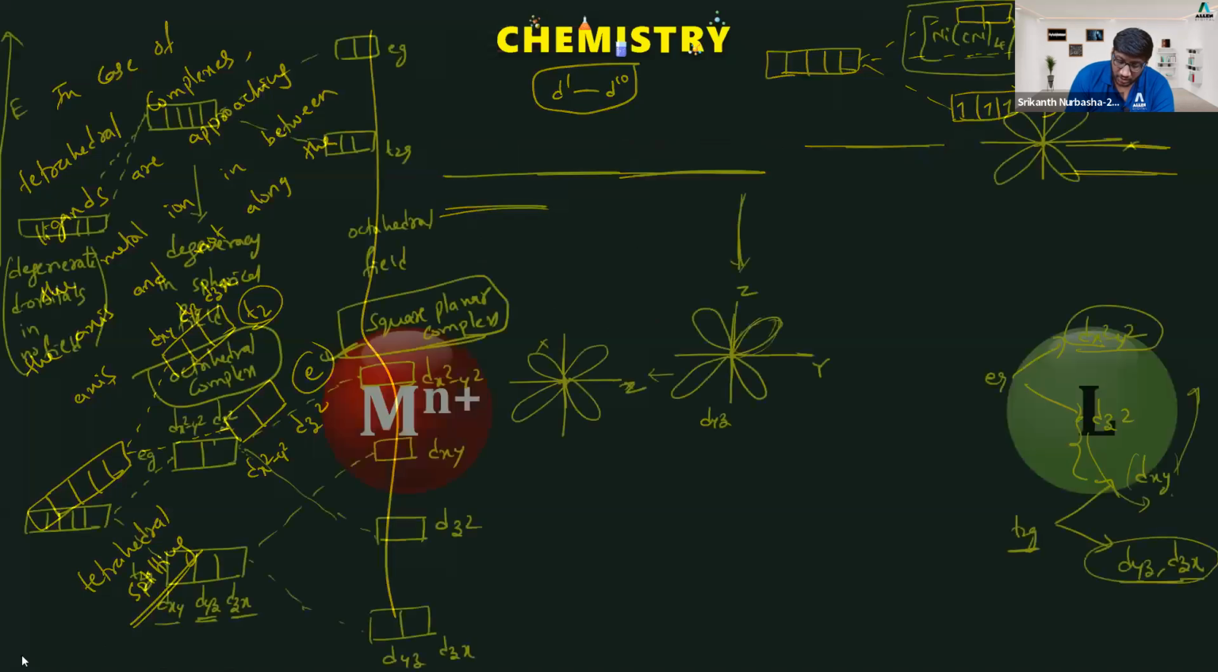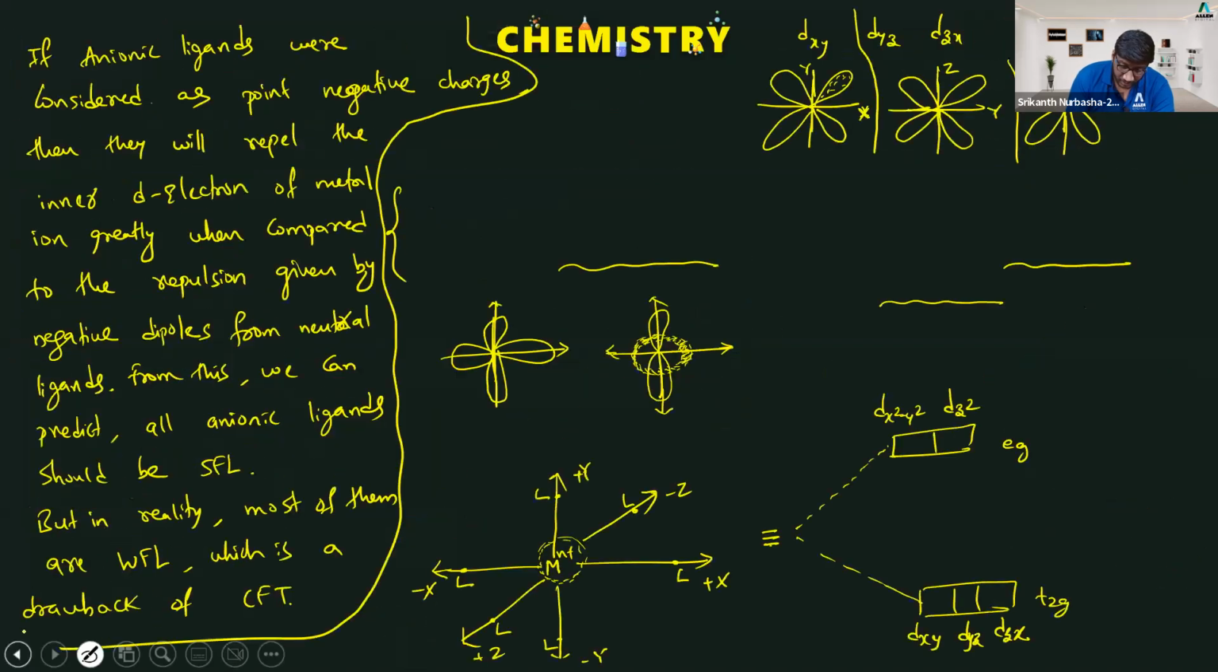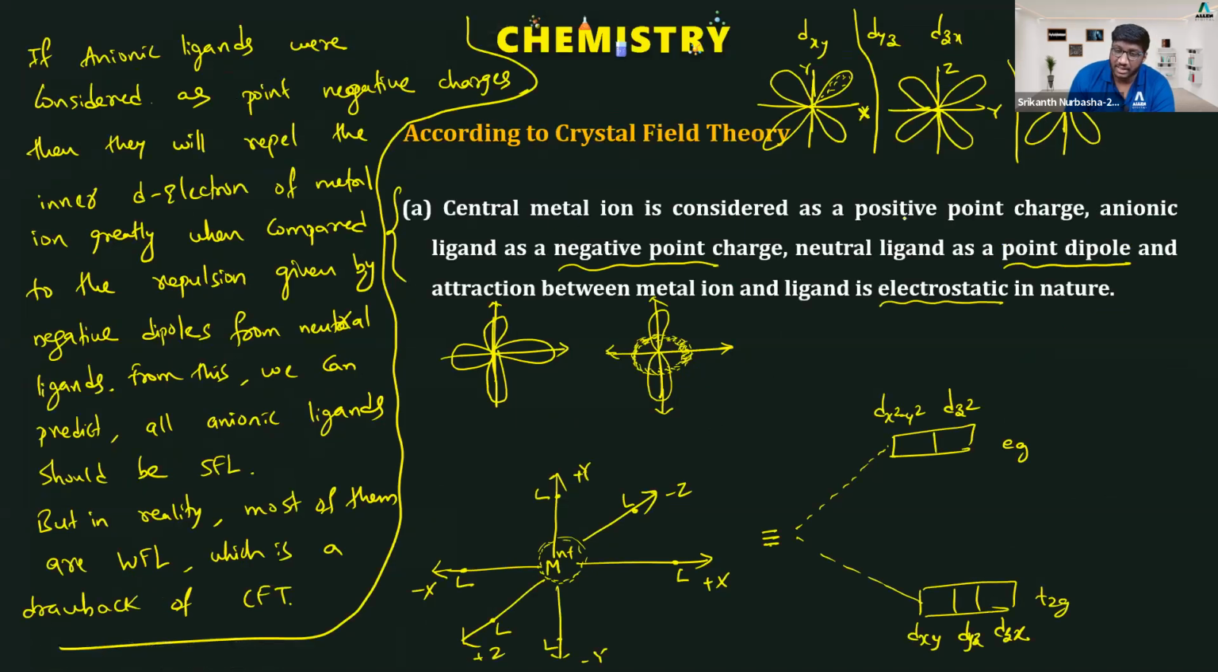What was the first point, students? According to CFT, the central metal ion is considered as a positive point charge, anionic ligands as a negative point charge, and neutral ligands as a point dipole. Whatever the attraction between the metal ion and ligand, that will be electrostatic in nature.